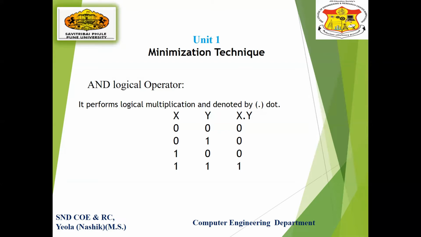But what will be the output? As an AND logical operator, we are performing the logical multiplication operation. We already know that when any value is multiplied with zero, the output is 0. So for 0 0 the output is 0, for 0 1 the output is 0, for 1 0 the output is 0, and for 1 1 the output is 1.